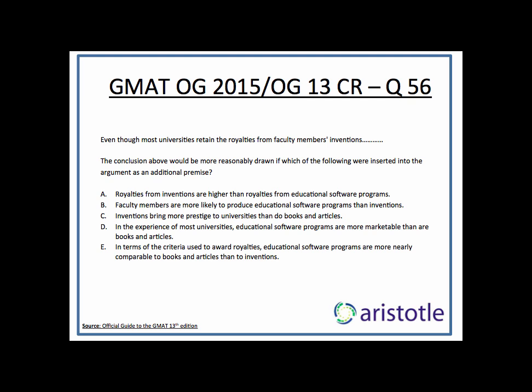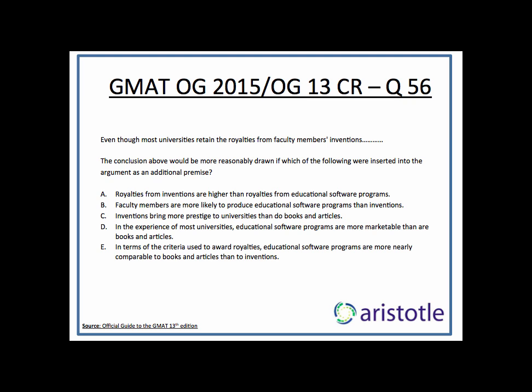So with that thought process, we will look at the question stem first and then go to the options. The question stem says, the conclusion above would be more reasonably drawn if which of the following were inserted into the argument as an additional premise. It's basically nothing but an assumption question. It's asking for additional evidence, an additional premise, which is the assumption. Assumption is basically the unstated evidence, right? So it's an assumption question, and we will go through the options.